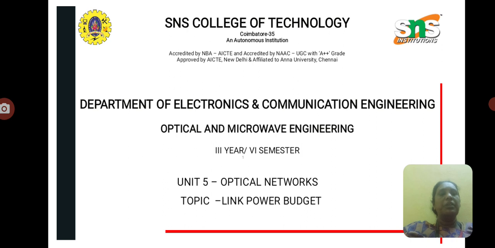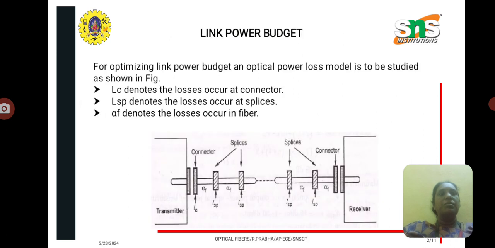In this video, we are going to discuss the topic Link Power Budget of Optical Networks. The calculation of link power budget is used to calculate the total losses so that we can identify whether the proposed system is functional or not.